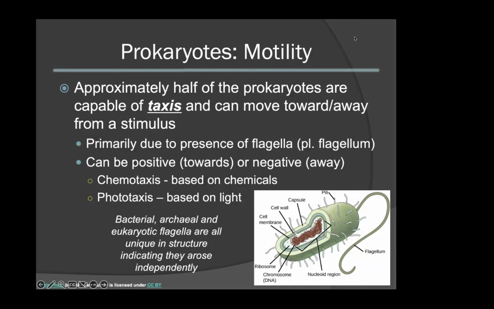Approximately half of the prokaryotes are capable of taxis, which means that they can detect and move toward or away from a stimulus. This movement is primarily due to the presence of one or two flagella. This can be positive if they are moving towards a stimulus or negative if they are moving away. This can be based on many different stimuli, such as chemicals in chemotaxis, light in phototaxis. It is also important to note that bacterial, archaeal, and eukaryotic flagella are all unique in structure. This indicates that the flagellum arose independently in evolution.